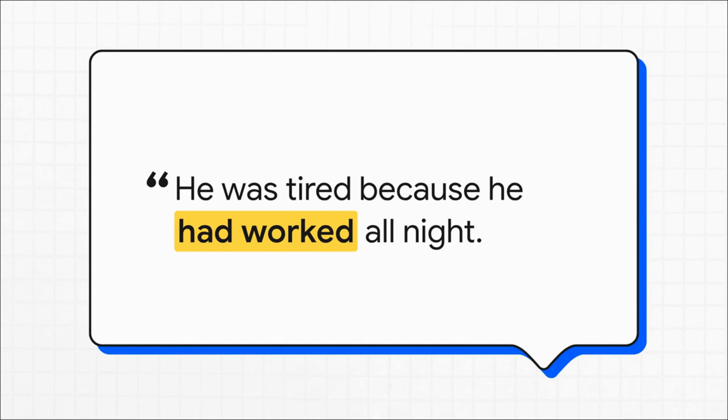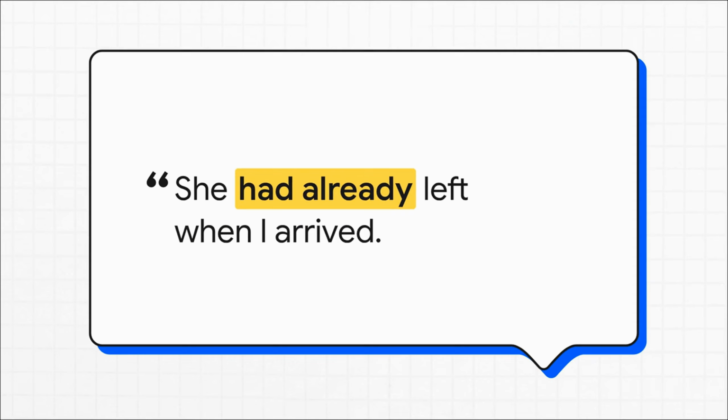He was tired because he had worked all night. This is a classic cause and effect. The question is, why was he tired? The sentence gives you the answer right away. First, he worked all night, that's the earlier action, so it gets the past perfect. The result, later on, he was tired. Bam, crystal clear. And here's another great one for showing sequence.